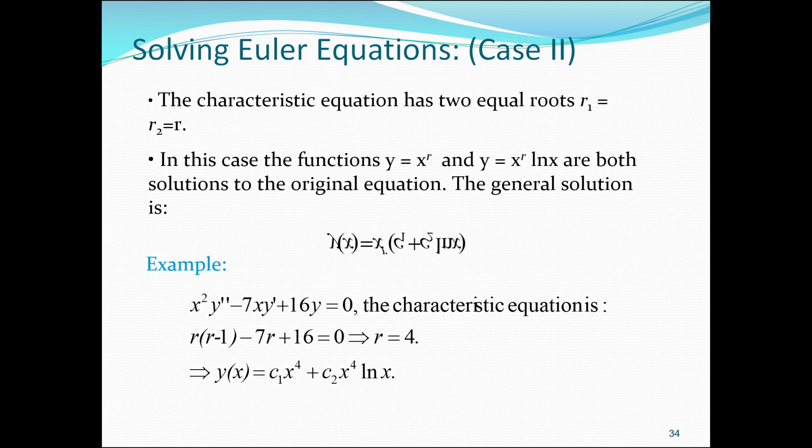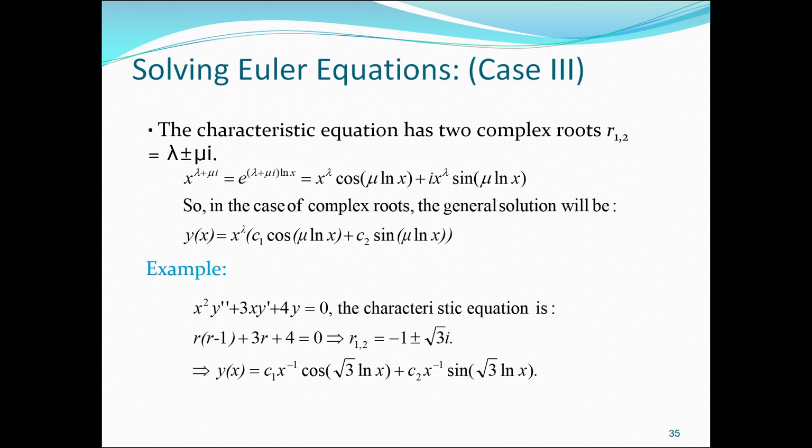The second case is r1 equal to r2 equal to r, that is, the two roots are equal. Therefore, we write it as y of x equal to c1 into x power 4 plus c2 into x power 4 into log x. The example: x squared into y double dash minus 7 into xy dash plus 16y equal to 0. Similarly we write the characteristic equation and we get r1 equal to r2 equal to 4. Therefore y of x equal to c1 into x power 4 plus c2 into x power 4 into log x.